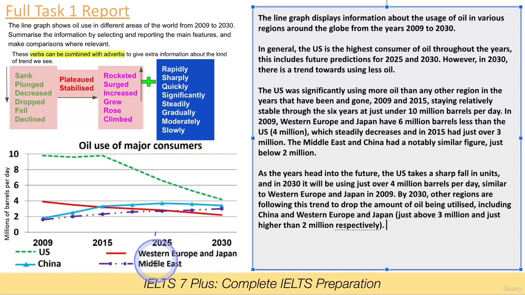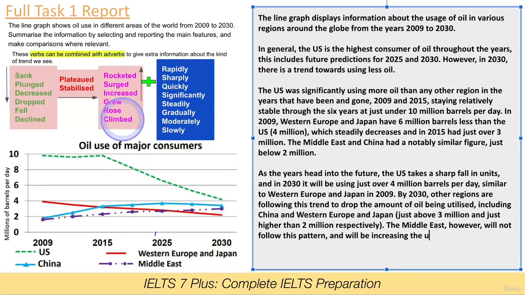Right, so then let's talk about the Middle East, which does not follow this trend. The Middle East, however, does not, and we're not using contractions, we're saying the full words, does not follow this pattern, and will be increasing the usage, how much are they increasing? Maybe steadily, gradually. Let's do gradually. The usage to 3 million barrels per day. Okay, let's read this back and see how it sounds.